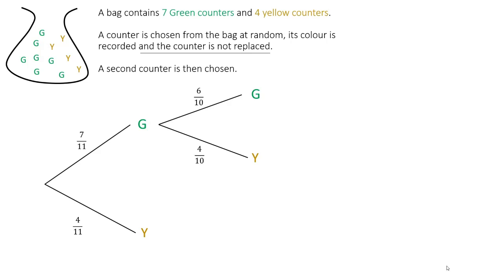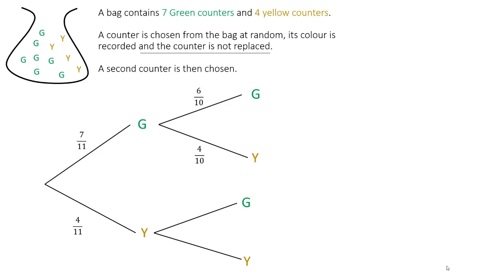Let's imagine instead that rather than a green on the first pick, we got a yellow. There are then 2 options branching off from that for our second pick. Maybe the second pick was a green, or maybe the second pick was a yellow. Well, this time we had a yellow being taken out and put away. There were 11 counters. A yellow has gone. There are now 10 counters. So once again, our branches here are out of 10 rather than 11.